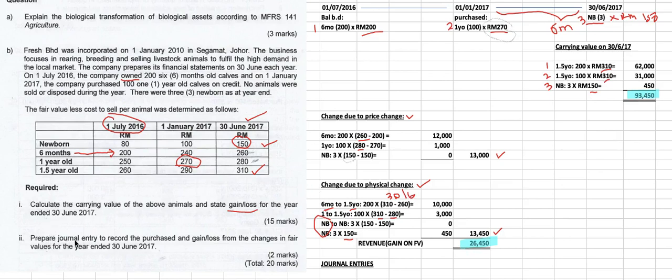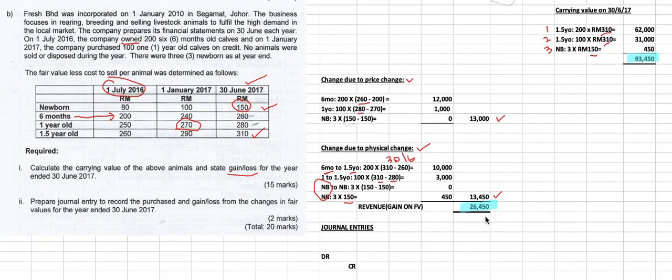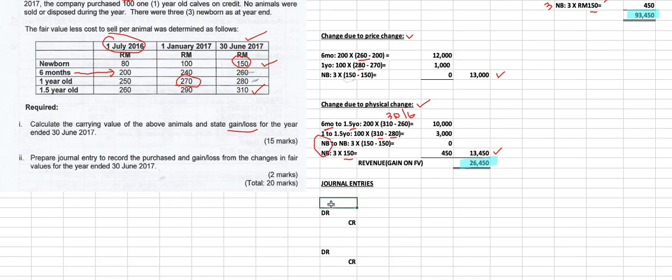On this part, prepare journal entry to record the purchase and gain or loss from the changes in fair value. That means the journal entry for the purchase here, and then also for this revenue. So the journal entry is very simple. I just write down here first, purchase, and the question says that it was purchased on credit.